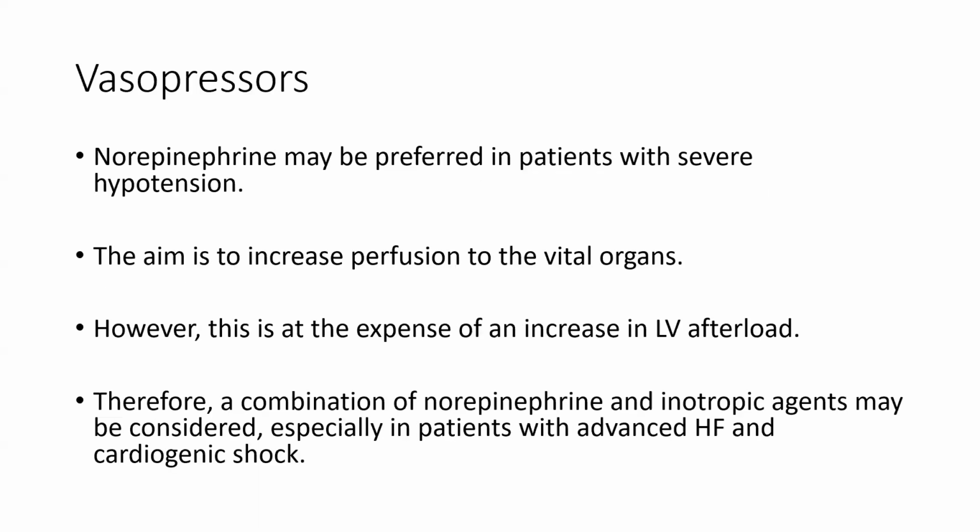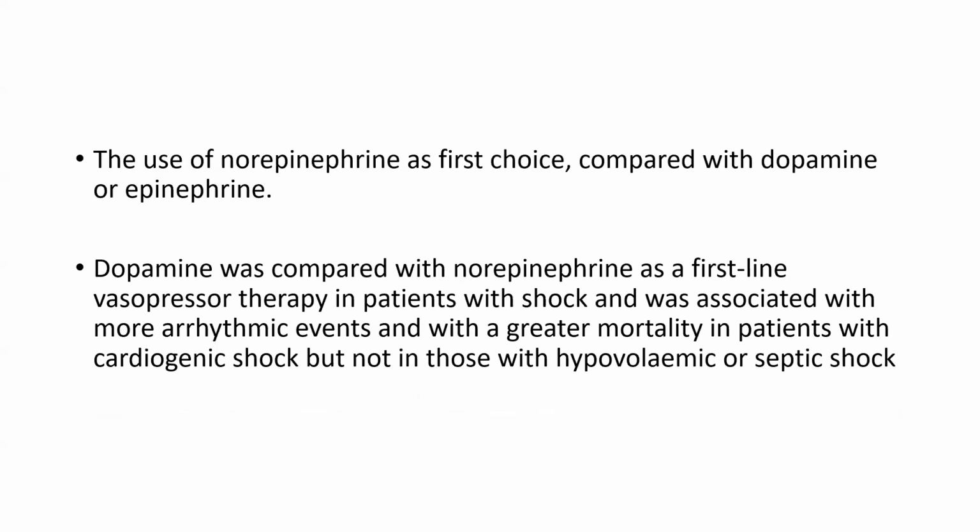Now, the next line of therapy is vasopressor. Norepinephrine may be preferred in patients with severe hypotension. The aim is to increase perfusion to the vital organ. However, this is at the expense of increased LV afterload. Therefore, a combination of norepinephrine and inotropic agent may be considered, especially in patients with advanced heart failure and cardiogenic shock. So, the use of norepinephrine is the first choice compared with dopamine and epinephrine.